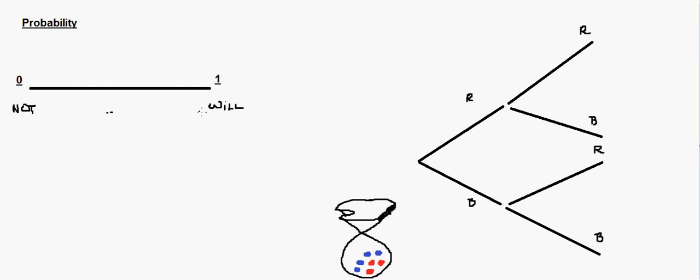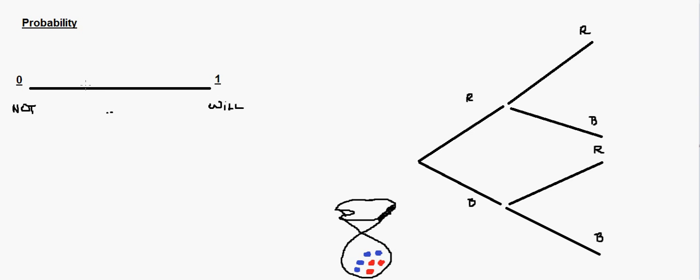For example, if I was to toss a coin in the air, then the probability of it coming up heads or tails is a probability of 1, because the coin can only do that. It can only come up heads or tails.